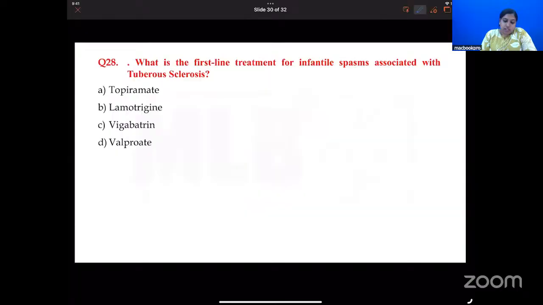Next question. What is the first line treatment of infantile spasm associated with tuberous sclerosis? Just now we have studied this. I want the answers. Very good, Sugandh. Phenobarbital is a drug of choice in case of seizure in neonates. Now, infantile spasm associated with tuberous sclerosis: obviously, vigabatrin. Never ever make a mistake in these things, because these questions are very commonly asked in examinations.